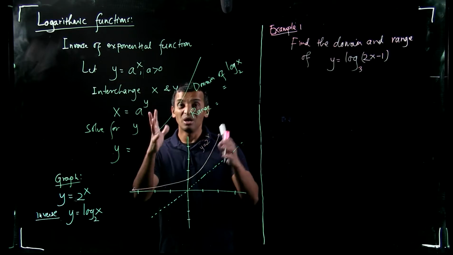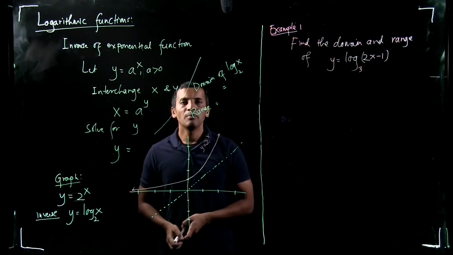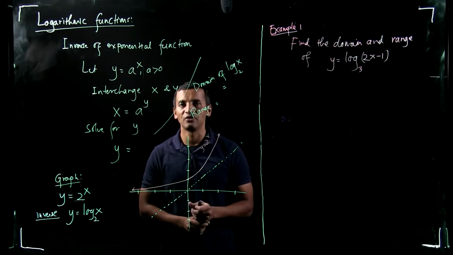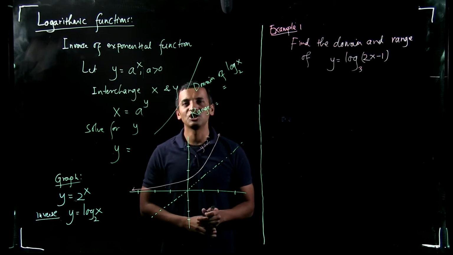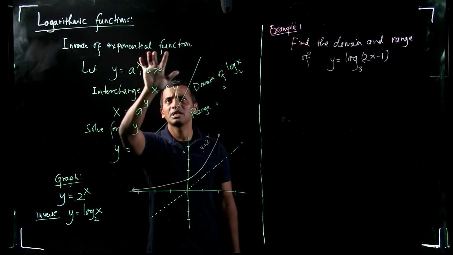Okay, so you know how to find the inverse: just interchange x and y and solve for y. But we have a specific notation for the inverse of the exponential function. We write just log for that. Okay, so let's see the inverse of an exponential function.